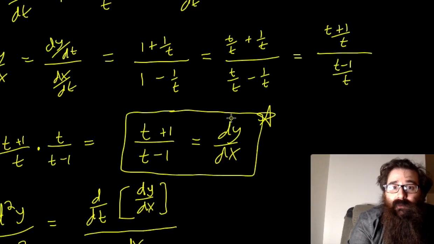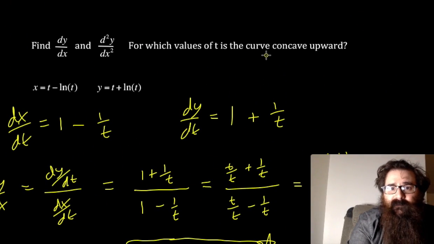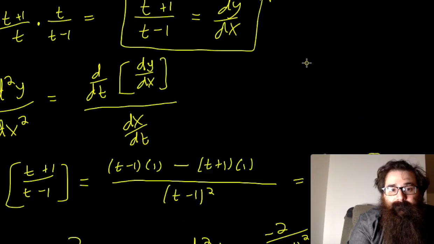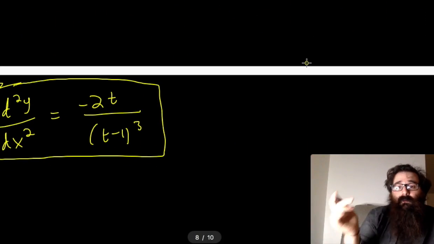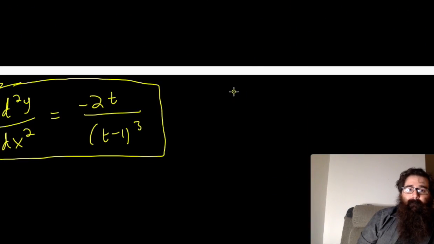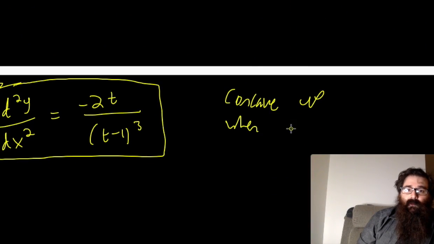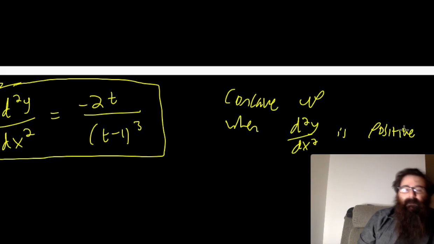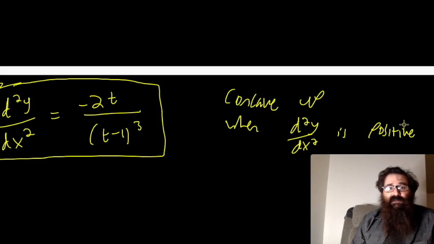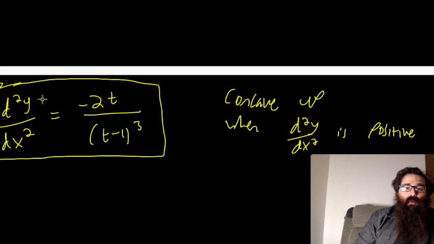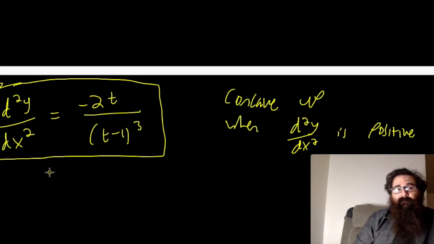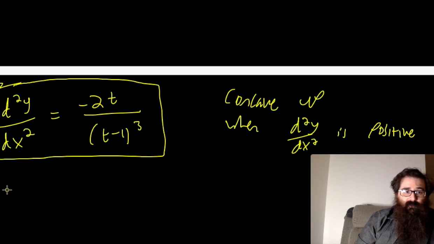Now there was one last piece to this question. It says, for which values of t is the curve concave upward? So what we're essentially saying is concave up when the second order derivative is positive. And the way that I want to do this is with a sign chart analysis. So I want to find when my second order derivative is 0 or undefined. I want to try to find the critical points of my second order derivative.